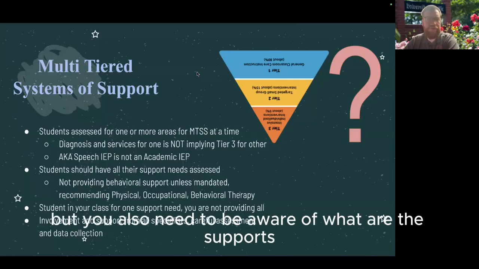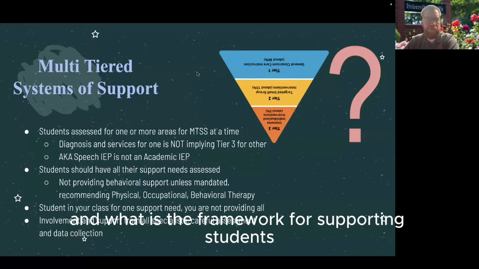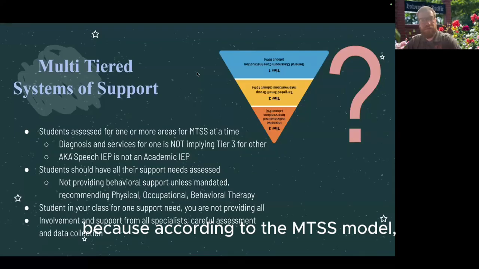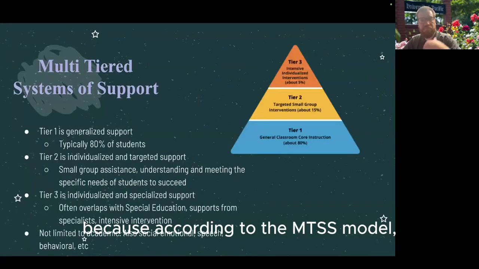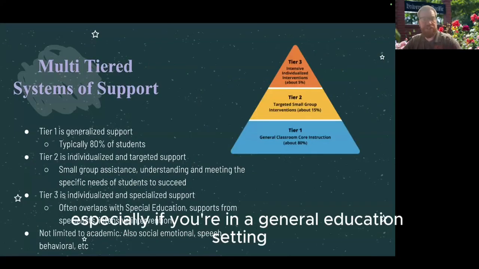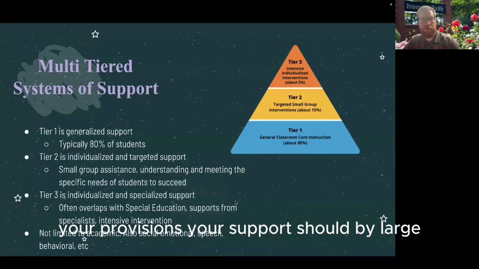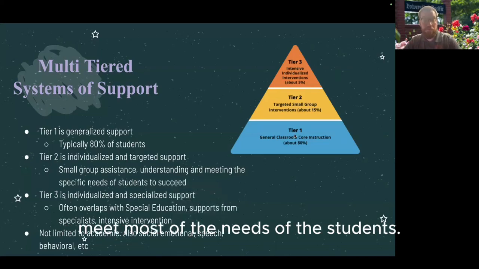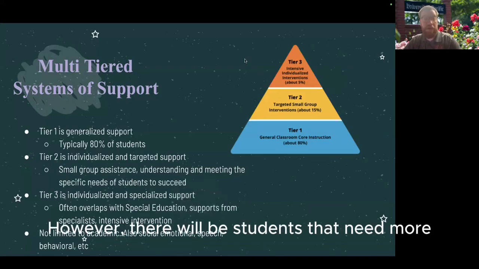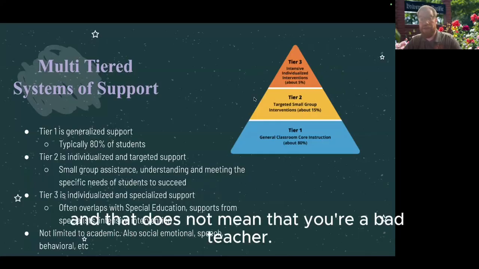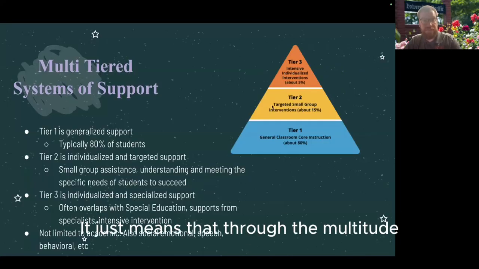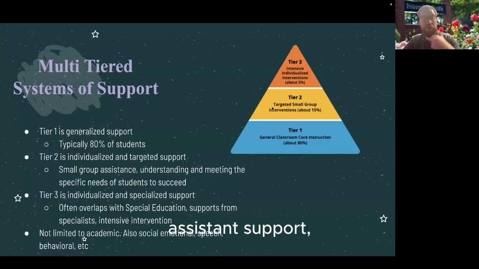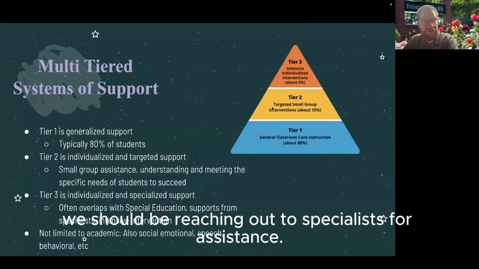But you also need to be aware of what the supports are and what the framework is for supporting students, because according to the MTSS model, especially if you're in a general education setting, your provisions and your support should by and large meet most of the needs of the students. However, there will be students that need additional support. And that does not mean that you're a bad teacher. It just means that through the multi-tiered systems of support, we should be reaching out to specialists for assistance.